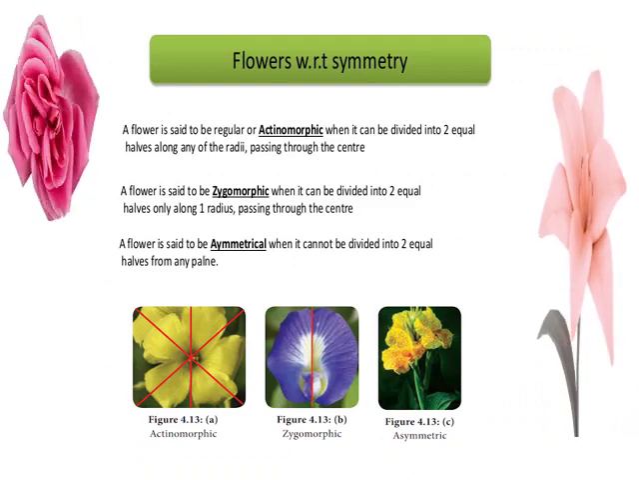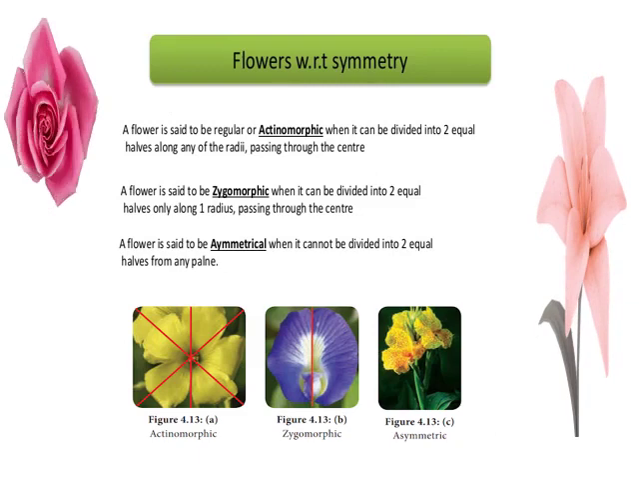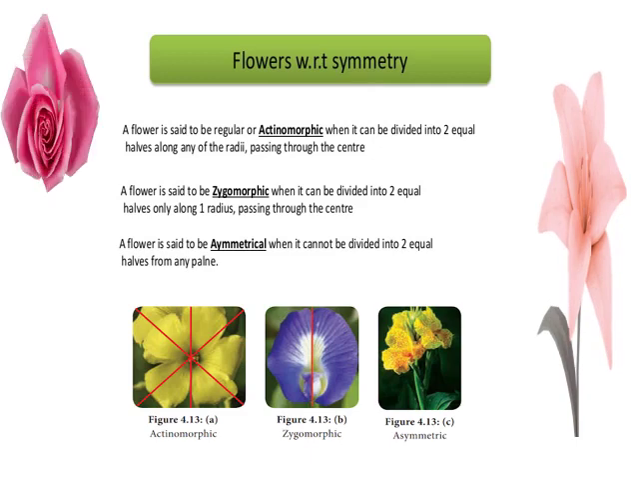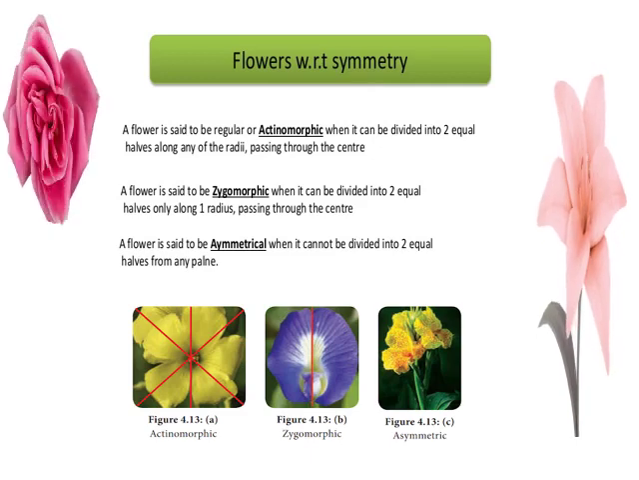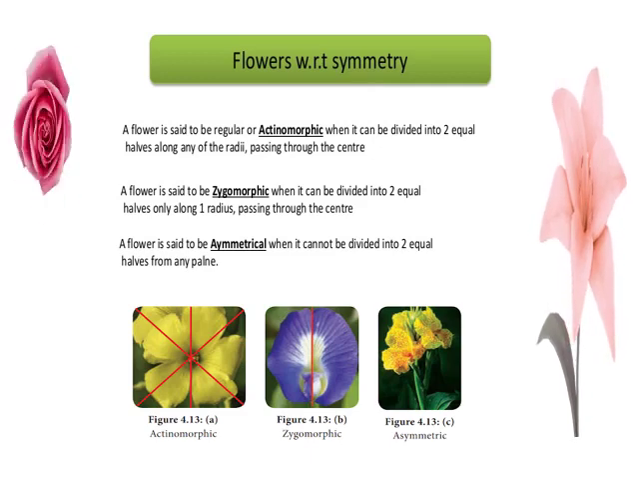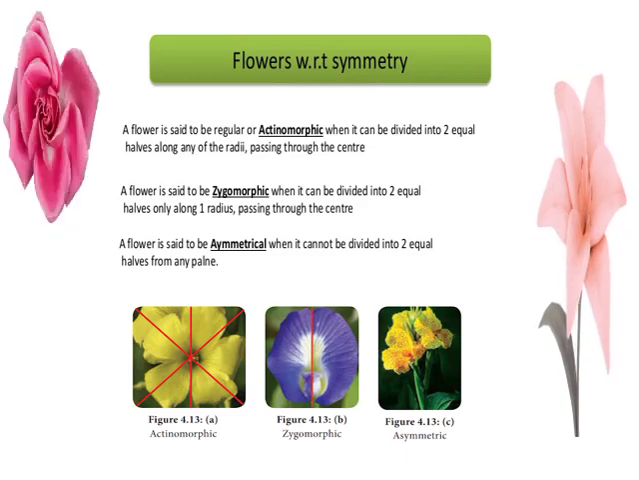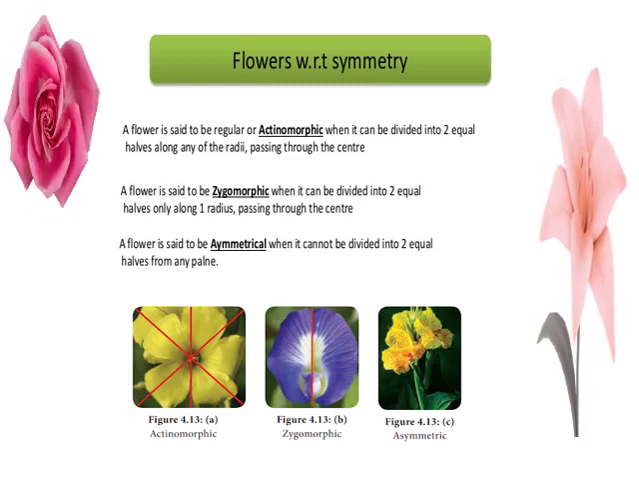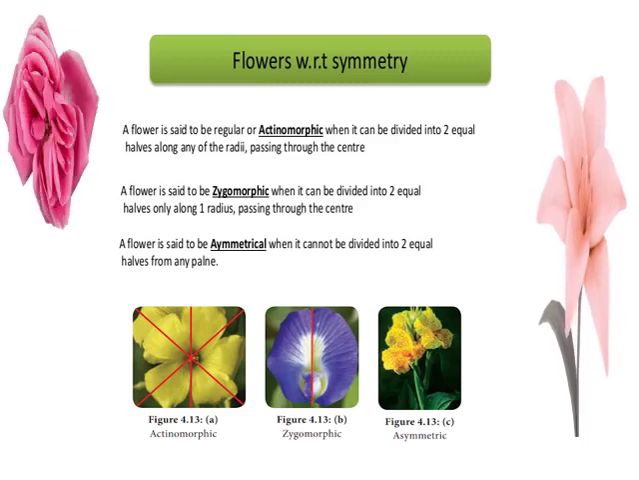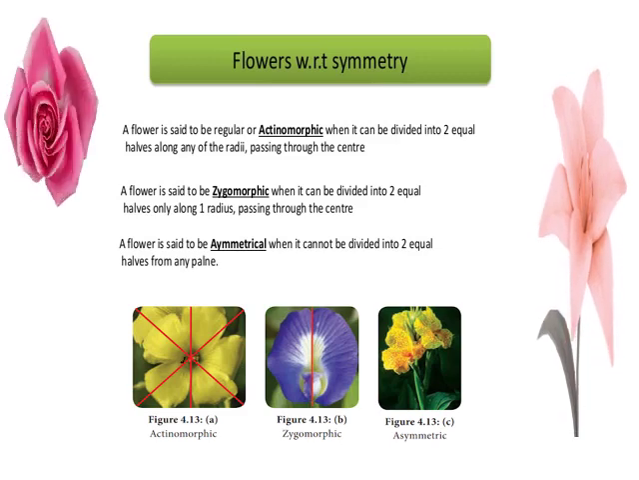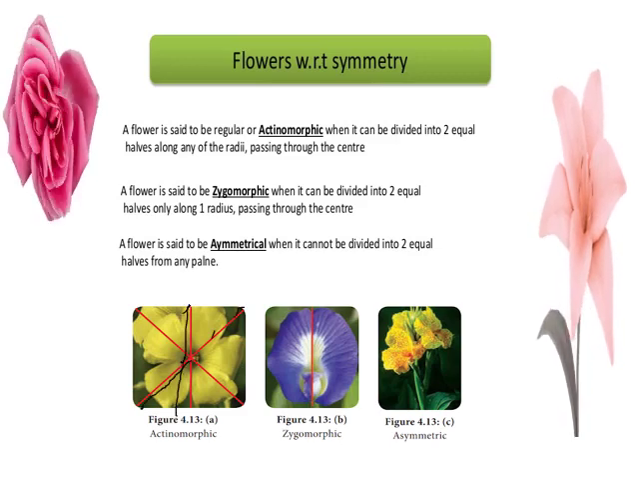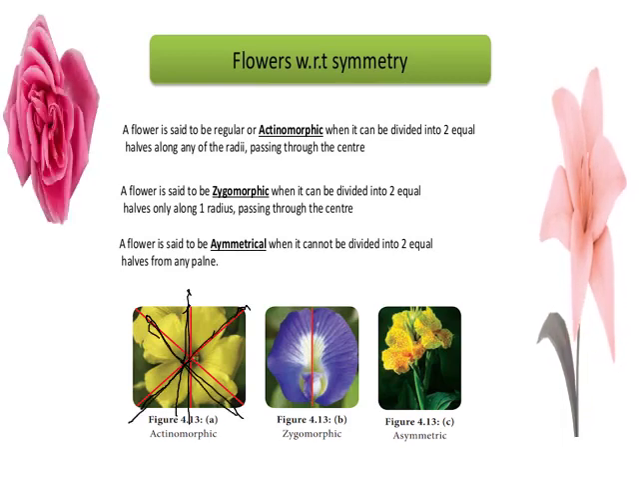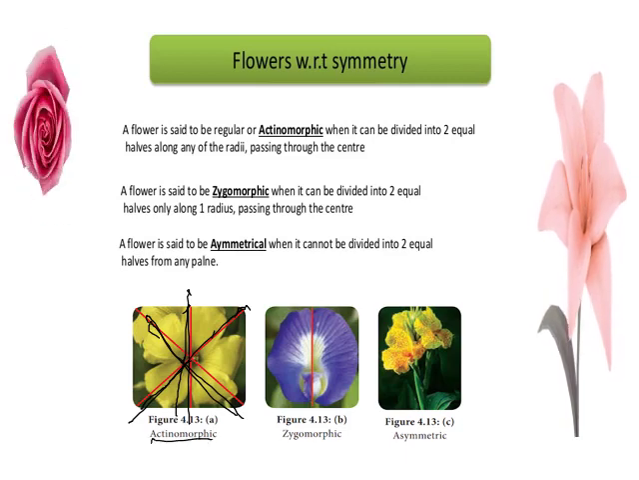So now we come to the symmetry, where we classify flowers into three symmetries. The first symmetry is actinomorphic, in which the flower can be divided into two equal halves along any of the radii or from any part. Here we can divide the flower into equal halves at any angle. Such type of symmetry we call actinomorphic.